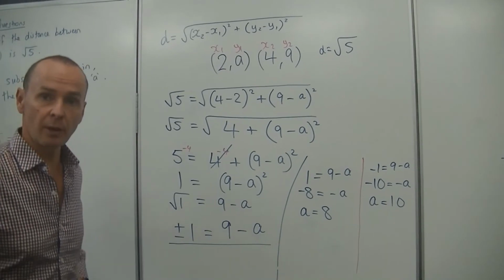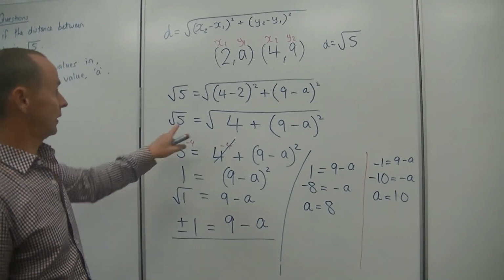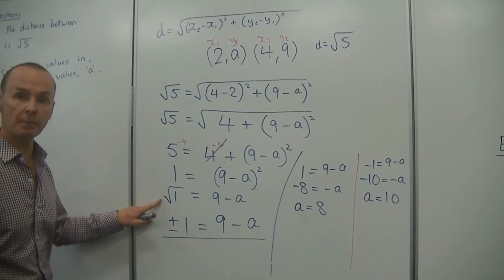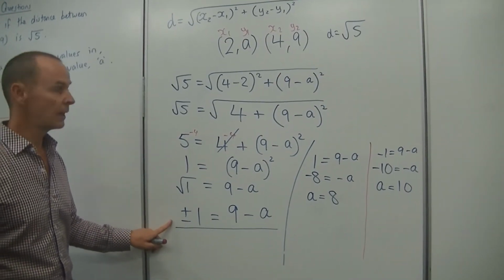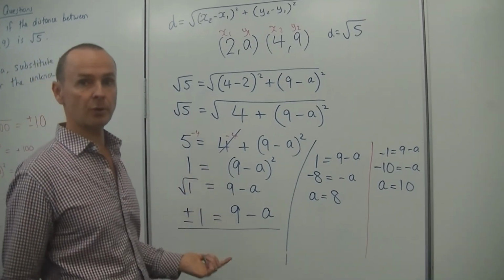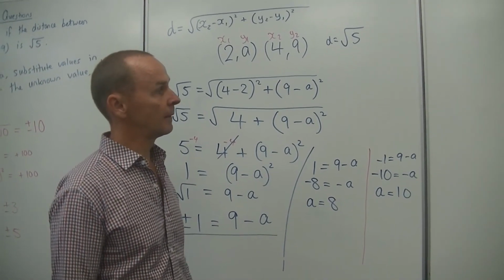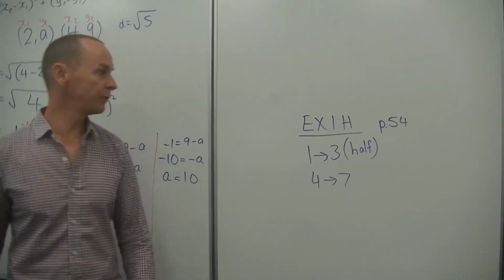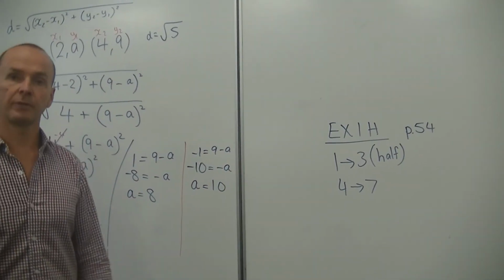Yes, it's a bit of a trickier one. It involves a lot of solving equations and you must remember how to do the square root of a number and you get a positive and negative number. But if you can follow that, have a go yourself. That's the hardest type of question you'll get in this exercise. So once you've done all that, here's our exercise 1H, page 54, and you can read it for yourself there.